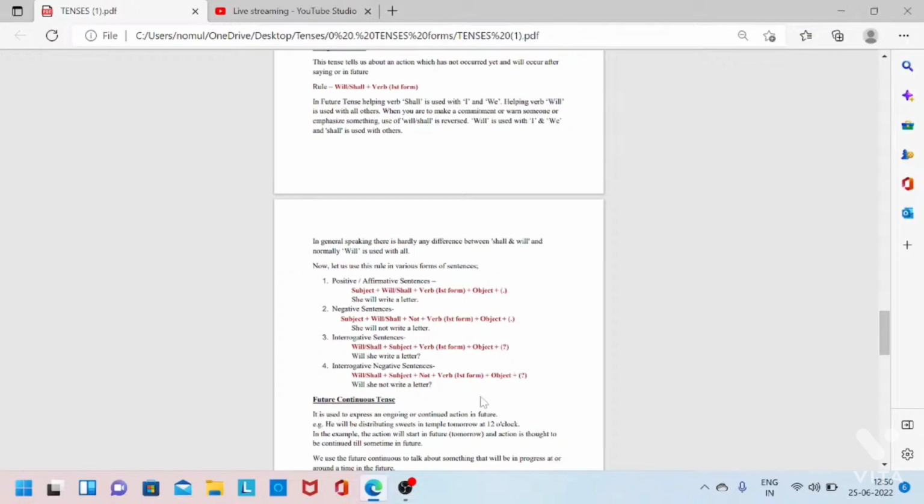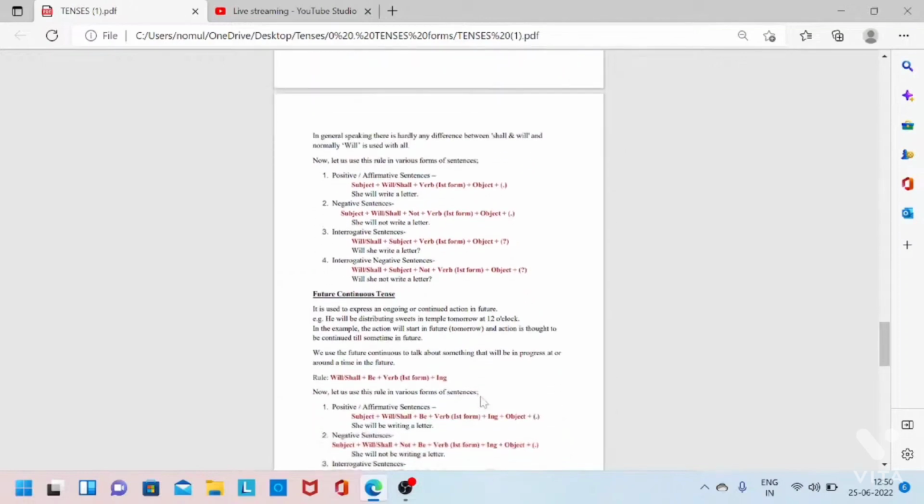Okay, now let us use this rule in various forms of sentences. For the positive, assertive form of sentence, subject plus will or shall plus verb V1 plus object. She will write a letter. Okay, and for the negative sentences, we use not. We insert not between the auxiliary verb and the main verb, like subject plus will or shall plus not plus verb V1 plus object. She will not write a letter. For the interrogative sentence, will or shall plus subject plus verb first form plus object. Will she write a letter?